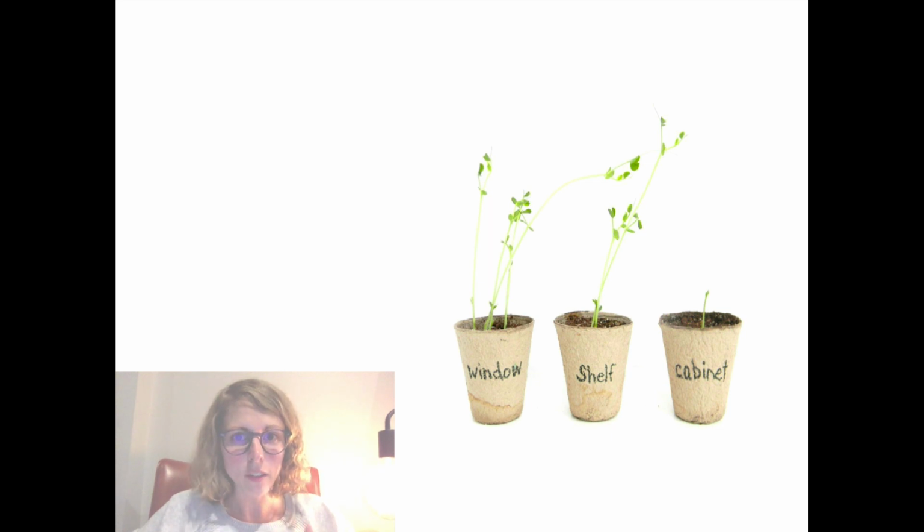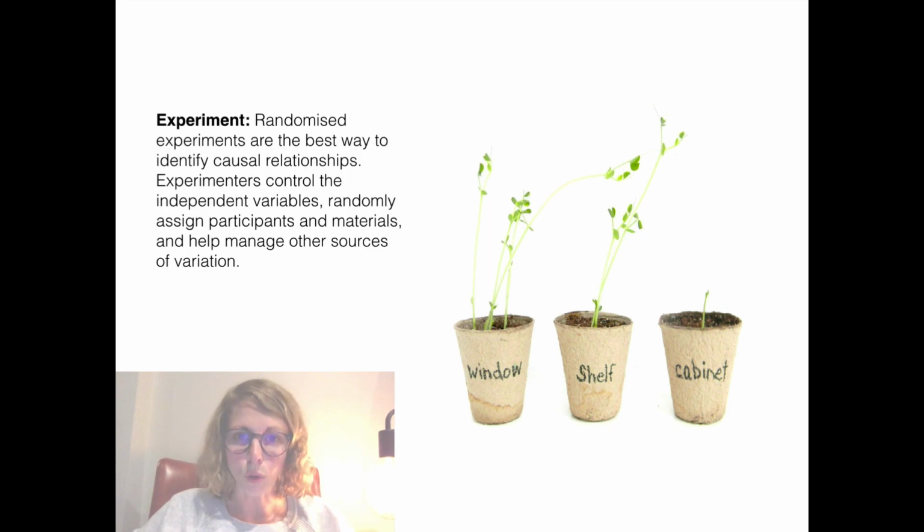To do that, we need to run a randomized controlled experiment. So these are really the best way to identify and establish causal relationships. And this is because as experimenters, we have control over the independent variables. We can wiggle and manipulate them. We can randomly assign participants and materials to different conditions. And we can help manage other sources of error.